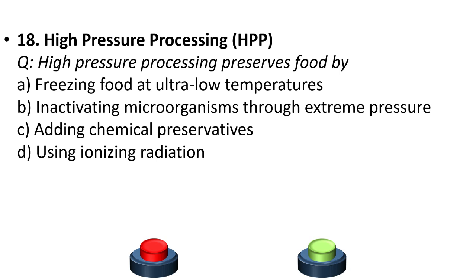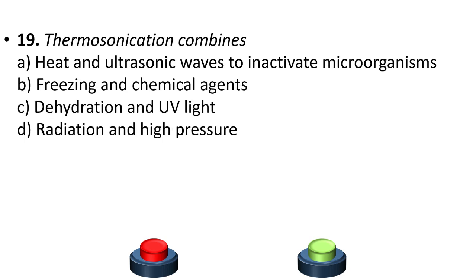18th question. High pressure processing preserves food by freezing food at ultra low temperatures, inactivating microorganisms through extreme pressure, adding chemical preservatives, using ionizing radiation. Here option B. Inactivating microorganisms through extreme pressure. 19th question. Thermosonication combines heat and ultrasonic waves to inactivate microorganisms, freezing and chemical agents, dehydration and UV light, radiation and high pressure. Your answer is A. Heat and ultrasonic waves to inactivate microorganisms.